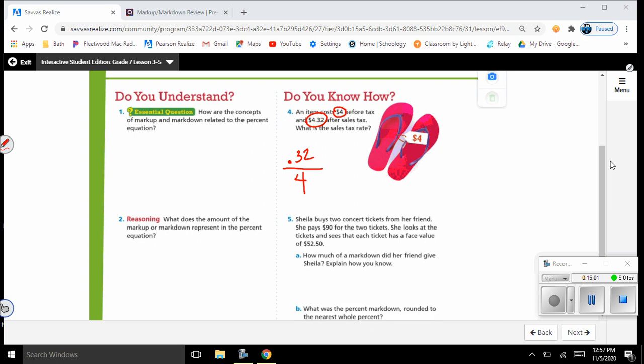So if you took 0.32, divided it by 4, you're going to get 0.08. 0.08 as a decimal, and you're going to change that to a percent, and so the percent then is 8%. Okay, 8%. Questions? So again, in order to get this number, you took 432 minus 4, after tax, before tax, in essence.